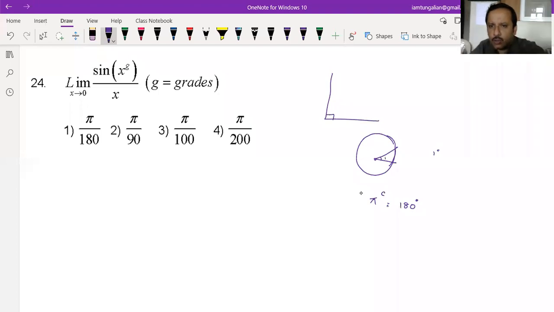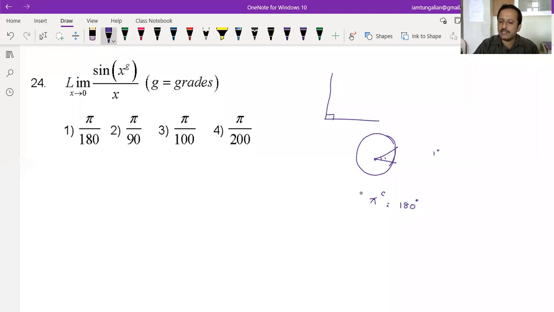Now, in terms of grades, one right angle is divided into 100 equal parts, and each part is called a grade. That means 90 degrees is equal to 100 grades.